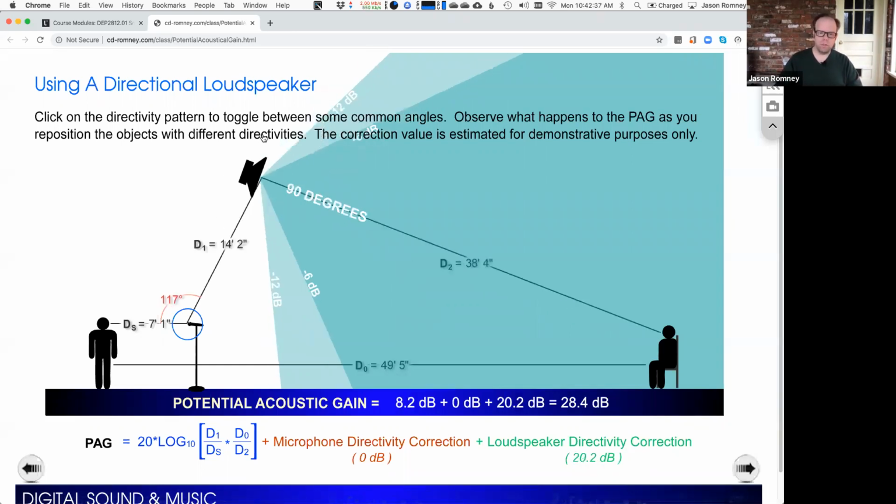Now, with a loudspeaker, you have all the same problems, right? Different frequencies have different directivity. So the low frequencies are going to be more omnidirectional than high frequencies. All the more reason to engage those high-pass filters.